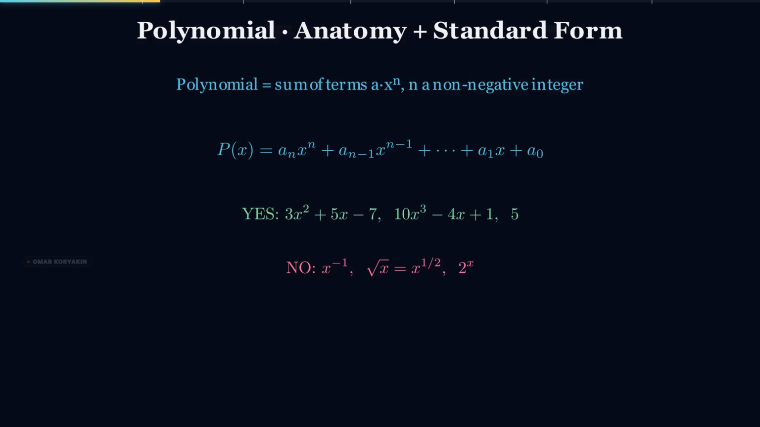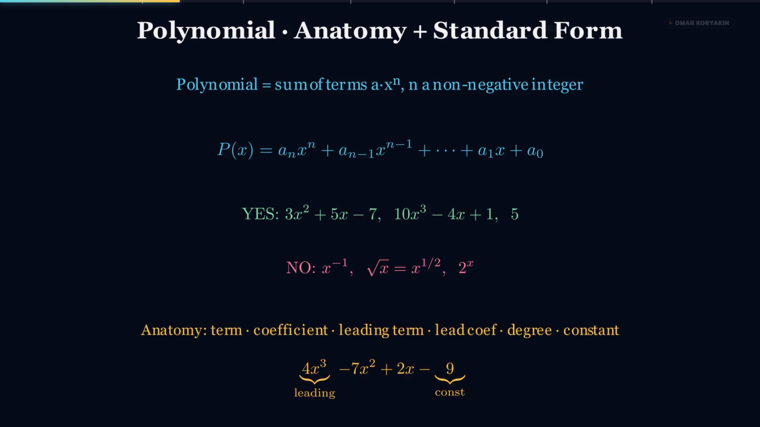Examples that are polynomials: 3x squared plus 5x minus 7 is a degree 2 polynomial with leading coefficient 3. 10x cubed minus 4x plus 1 is degree 3 with leading coefficient 10. The constant 5 alone is a degree 0 polynomial, sometimes called a constant polynomial. Even the 0 polynomial is a polynomial, though by convention its degree is undefined or sometimes negative infinity.